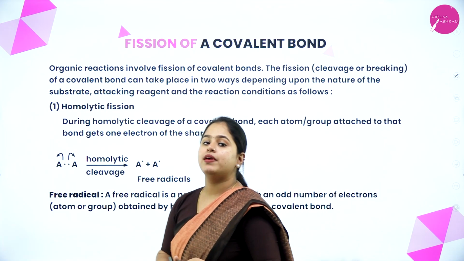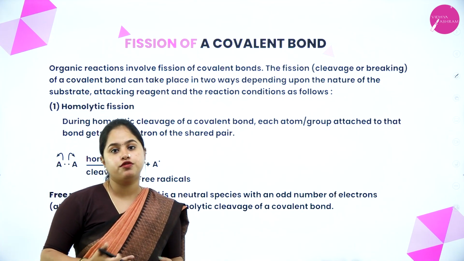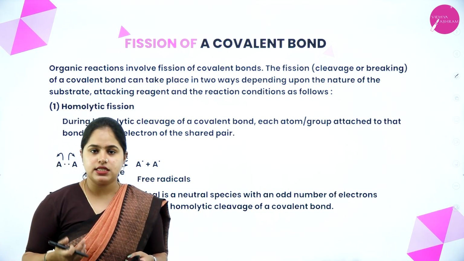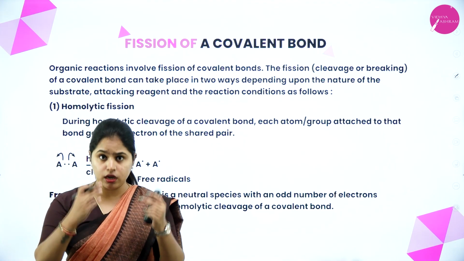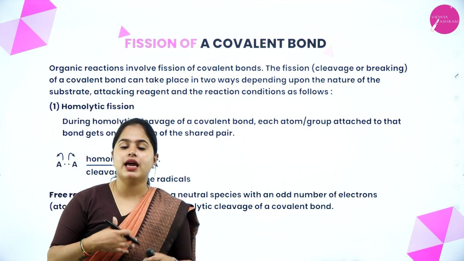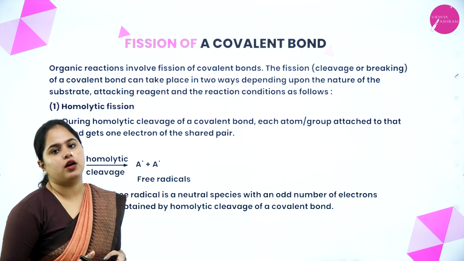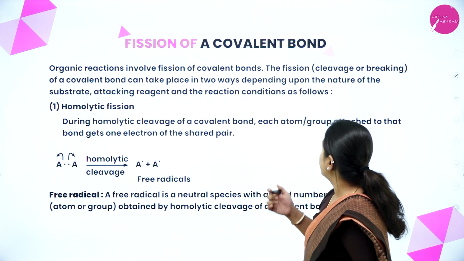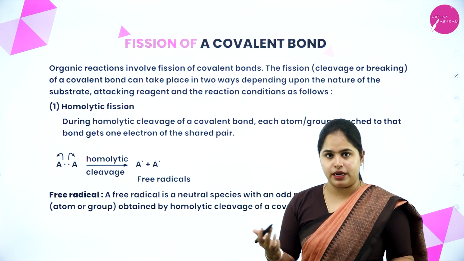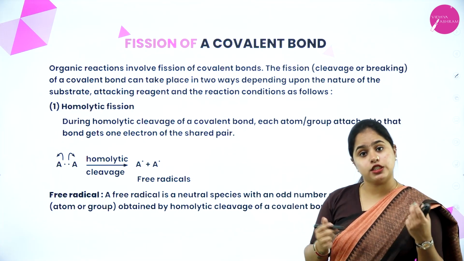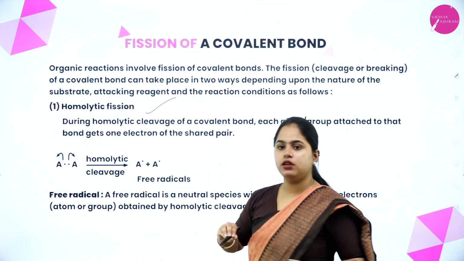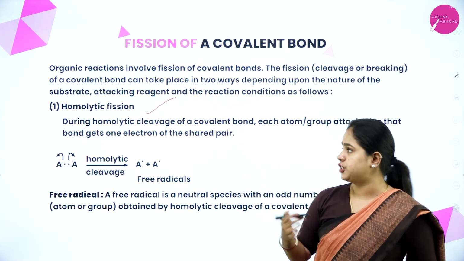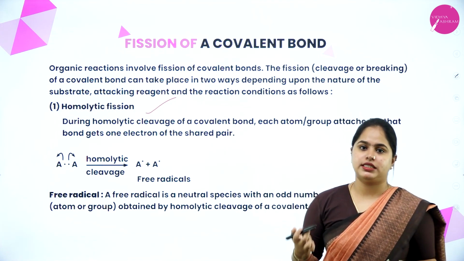Okay, so now in detail we are going to study the different types of fission of covalent bond. The word fission means the cleavage or the breaking of the covalent bond. So this can happen in two types. The organic reactions involve the fission of covalent bond, and the fission or cleavage or breaking of covalent bond can take place in two ways. One is homolytic fission and the other one is heterolytic fission. So first we'll start with homolytic fission.